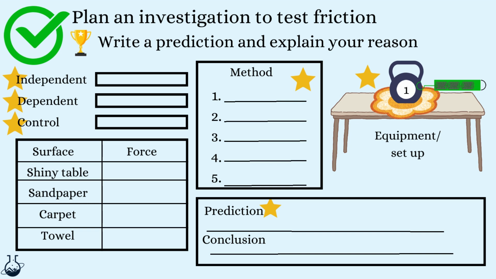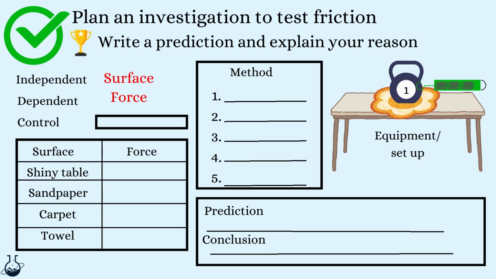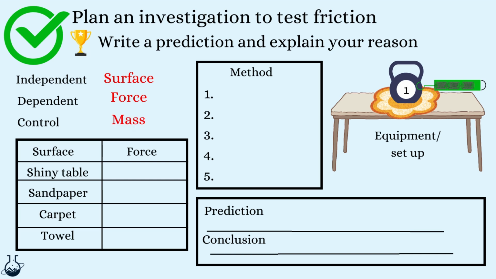Let's see what we've been able to fill in. If you have gaps, you can fill these in as we go through the answers. In this experiment, our independent variable is the surface because I am changing the surfaces from shiny table to sandpaper, etc. My dependent is the force, that I'm measuring the force required to pull the mass using a Newton meter. And my control will be the mass of the mass, because different masses will influence how much force is required to pull. This needs to stay the same.